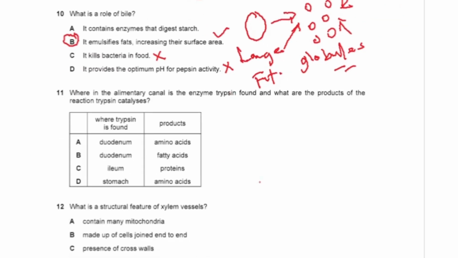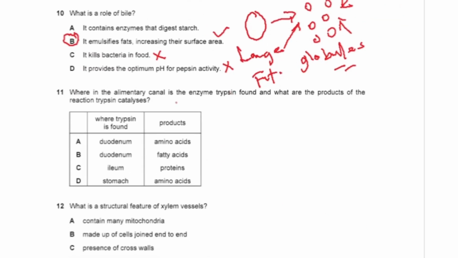Alright, moving on to the next question. Where in the alimentary canal is the enzyme trypsin found, and what are the products of the reaction trypsin catalyzes? Looking at it very closely, you'll see that trypsin is found in the duodenum. The small intestine has the duodenum as the first part, the ileum as the last part, and the jejunum as the middle part. So we are correct to say that trypsin is found in the duodenum.